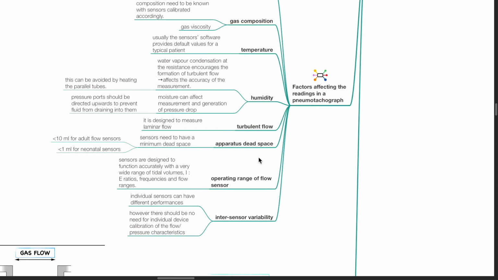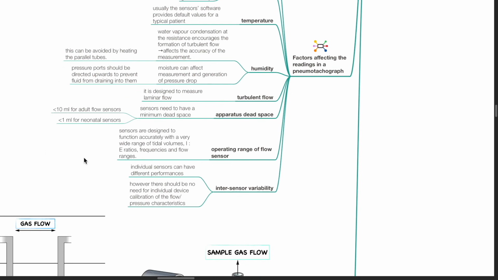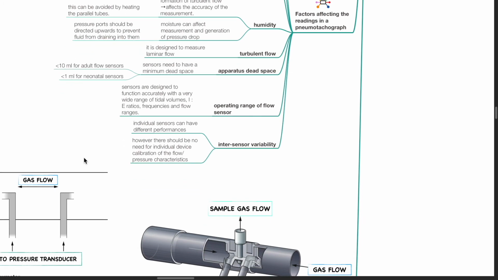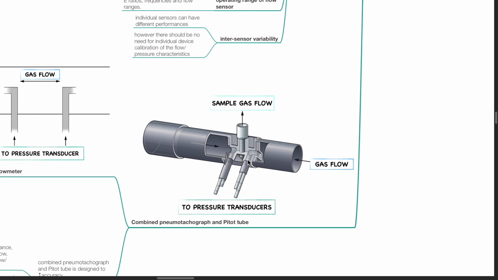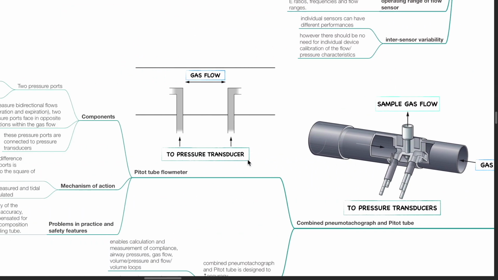Apparatus dead space: sensors need to have a minimum dead space of less than 10 mL for adult flow sensors and less than 1 mL for neonatal sensors. Operating range of the flow sensor: sensors are designed to function accurately with a very wide range of tidal volumes, ratios, frequencies and flow ranges. Intersensor variability: individual sensors can have different performances, however there should be no need for individual device calibration of flow or pressure characteristics.